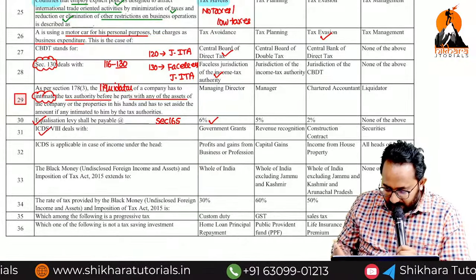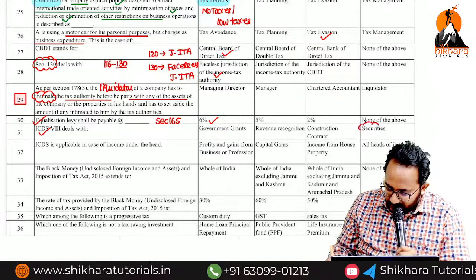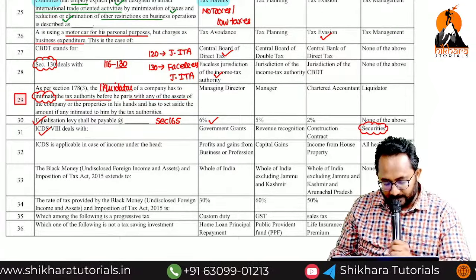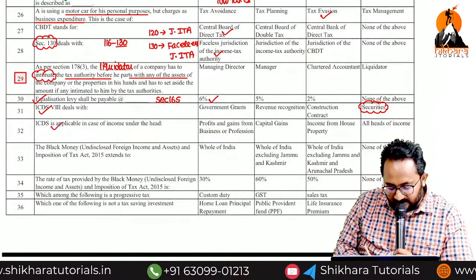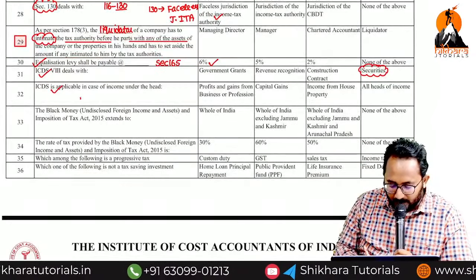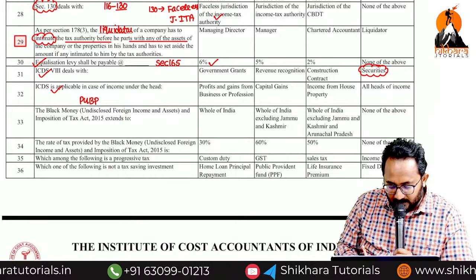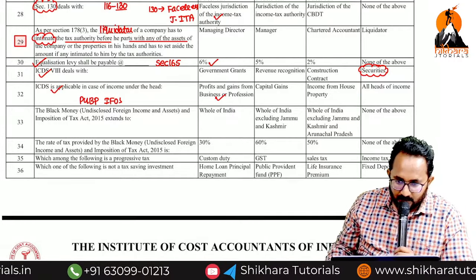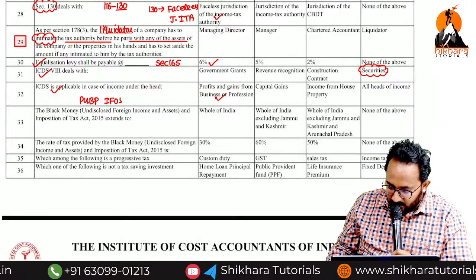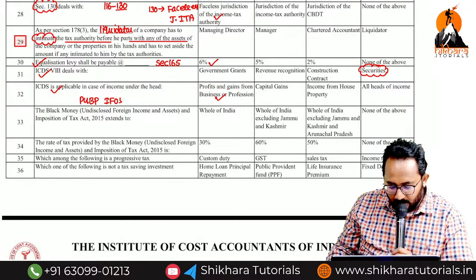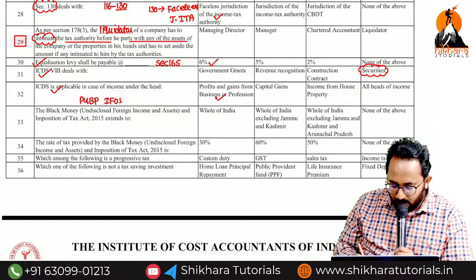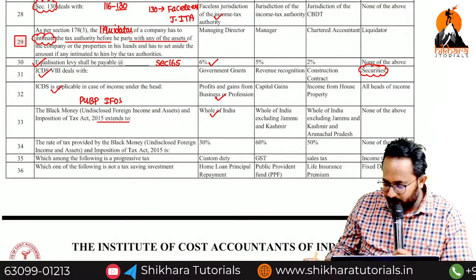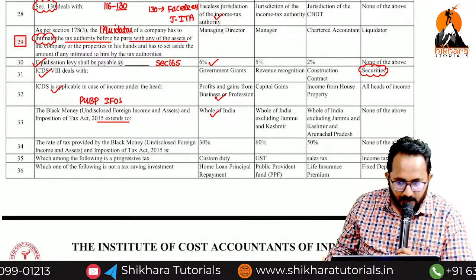ICDS 8 deals with securities. ICDS names and numbers also you can expect as an MCQ. ICDS are applicable for only two heads of income, PCBP and income from other sources. In this MCQ they have given only PCBP, so that's why we have to take PCBP. Now the Black Money Act is applicable to the whole of India.